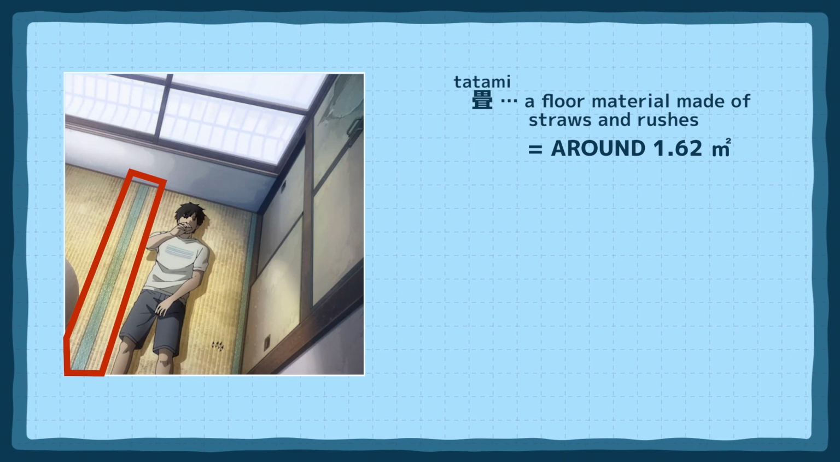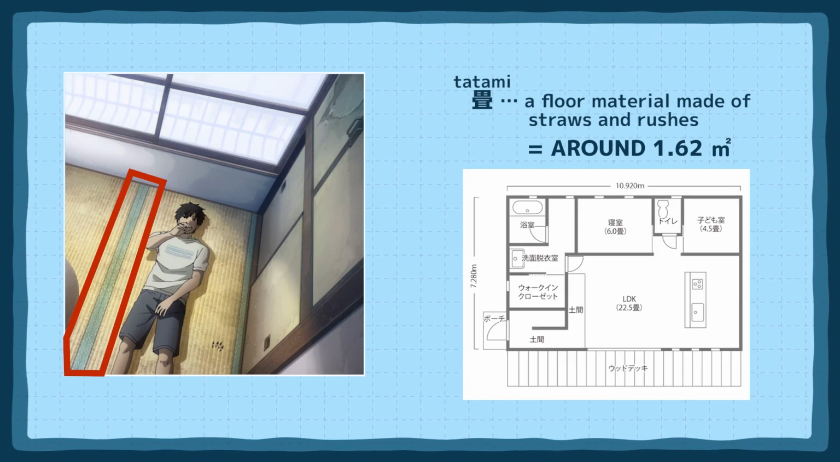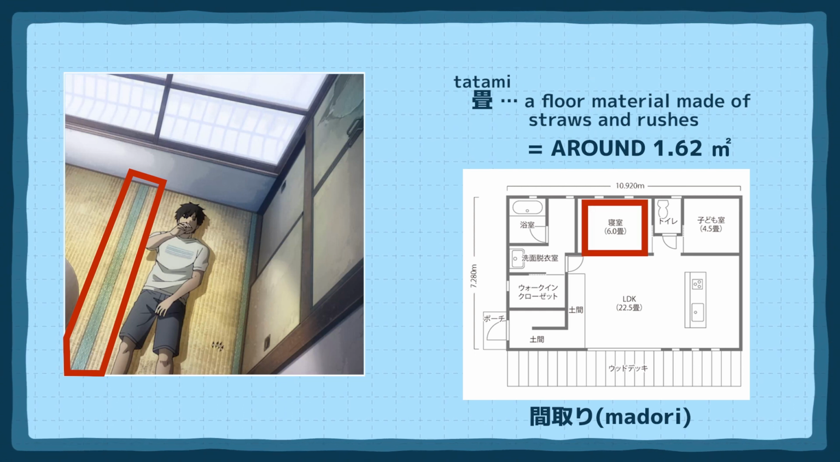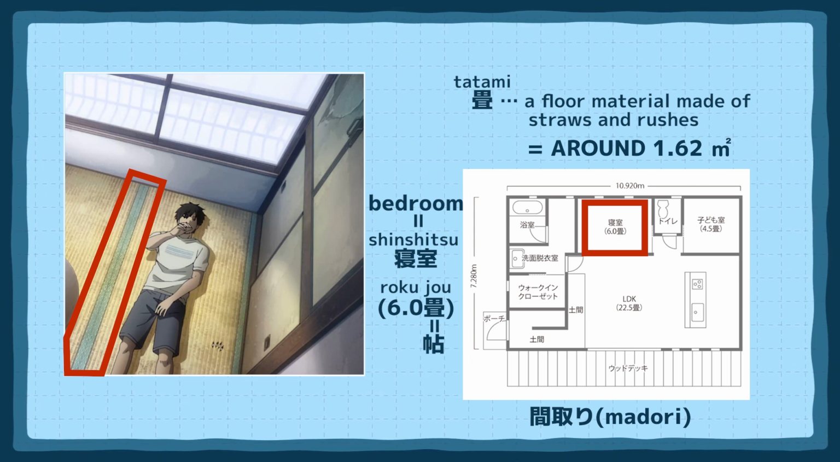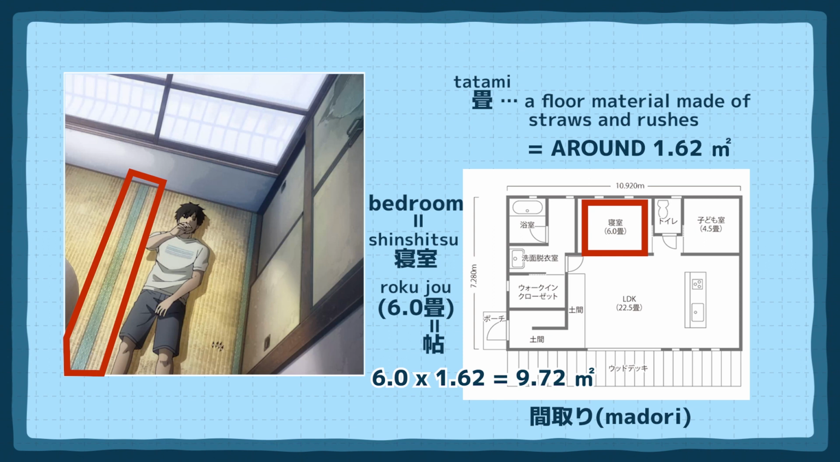Anyway, if you see a floor plan like this, we call this madori. See here, it says 6畳. Sometimes you might see this kanji instead. So 1.62 multiplied by 6, this room size is around 9.72 square meters.